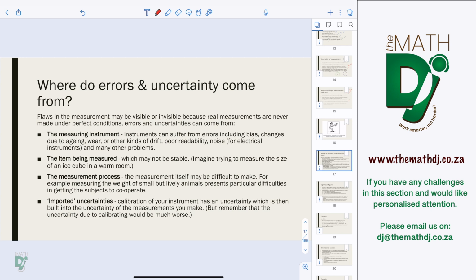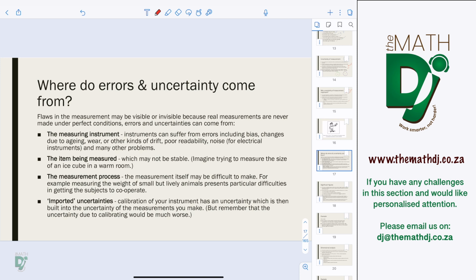And number three, measurement process. The measurement itself may be difficult to make. For example, measuring the weight of a small but lively animal presents particular difficulties in getting the subject to cooperate. Let's say you want to measure the weight of a fly. How can you do it? It cannot cooperate with you. So the thing that you're trying to measure might not be cooperating. That is the error that can come due to the measuring process.